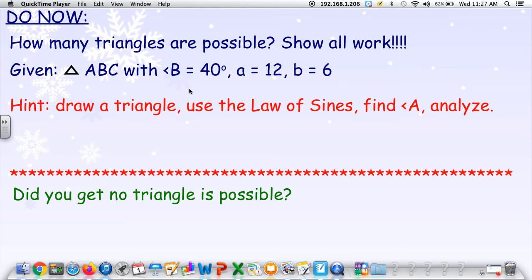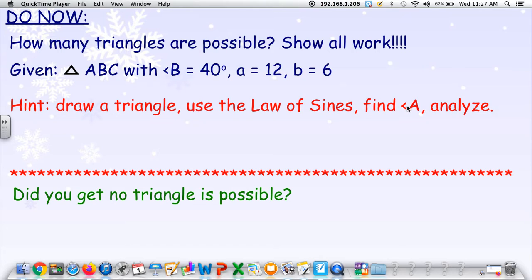So let's start with the do now for today. The do now says, how many triangles are possible and show all work. So I am giving you triangle ABC and giving you the angle B is 40 degrees, A is 12, B is 6. I'm hoping from looking at the givens that you are saying to yourself, okay, I've got angle B, I've got side B, here's side A, I can find angle A.